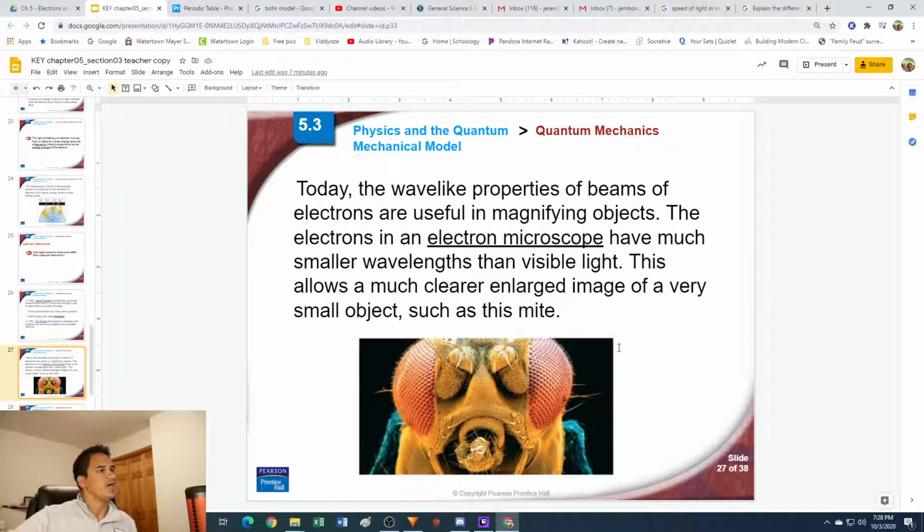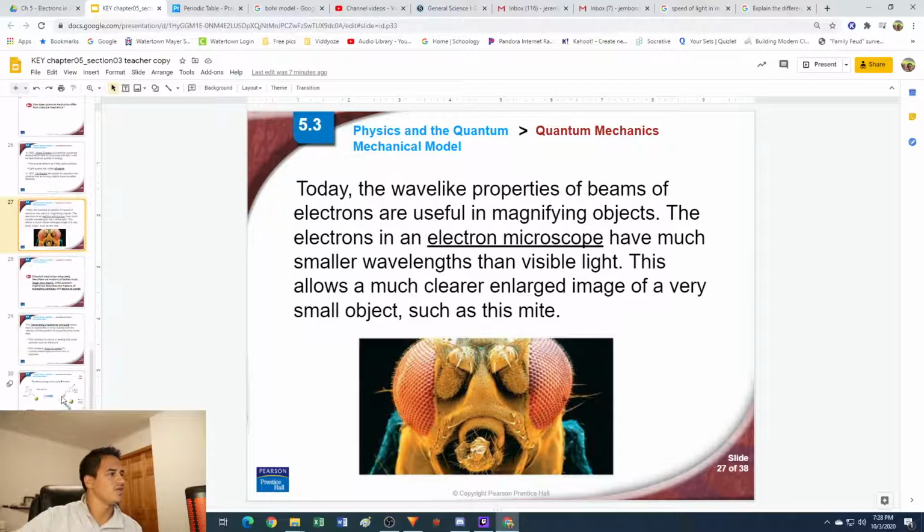Okay, so these wave-like properties that light has been very useful because it's allowed us to make microscopes, such as the electron microscope, which can basically use electrons that have smaller wavelengths than visible light, and you can get really, really enlarged, clear pictures of very, very small things, such as this dust mite, right? You could not see this with a regular microscope, like with glass. It's too small. So it has been very useful, but anyway.